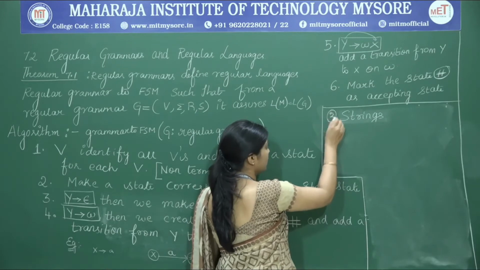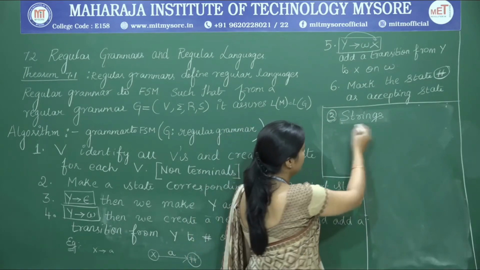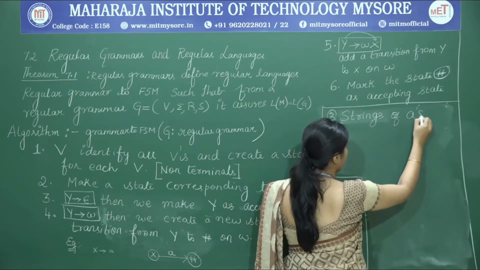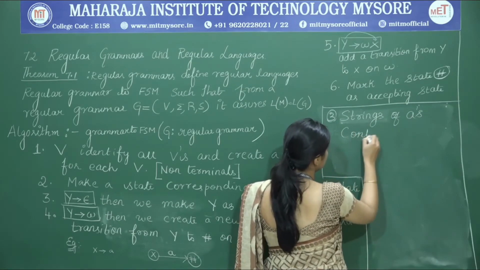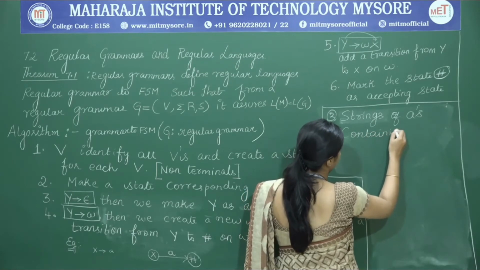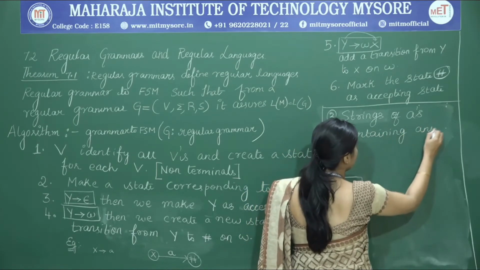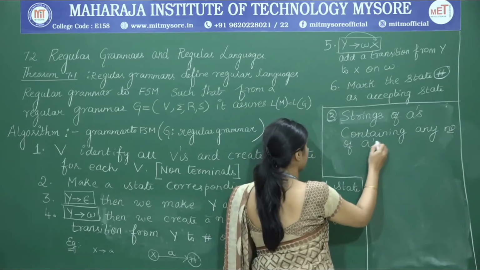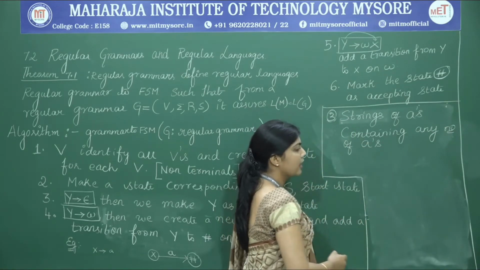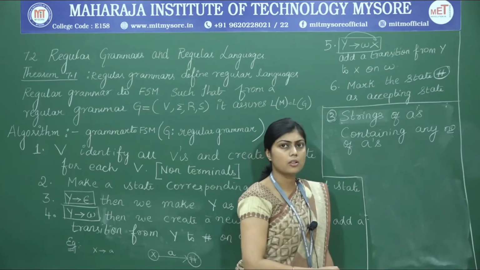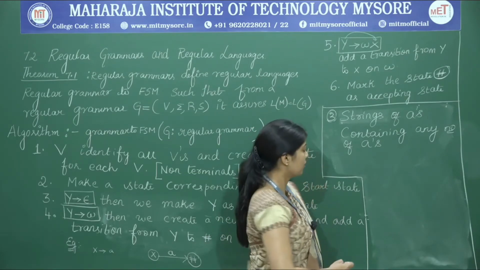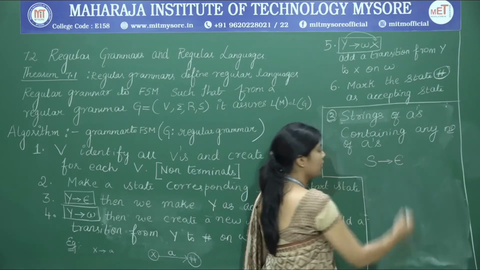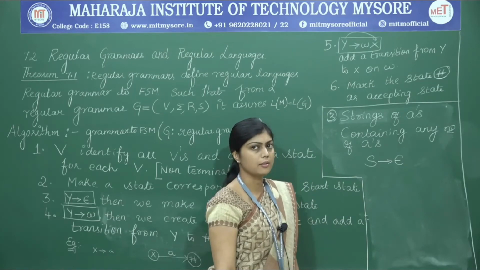So we'll move on to the third problem. We'll look at strings containing any number of a's. So any number of a's will also include 0 number of a's. Therefore S goes to epsilon is the first production that we can add.